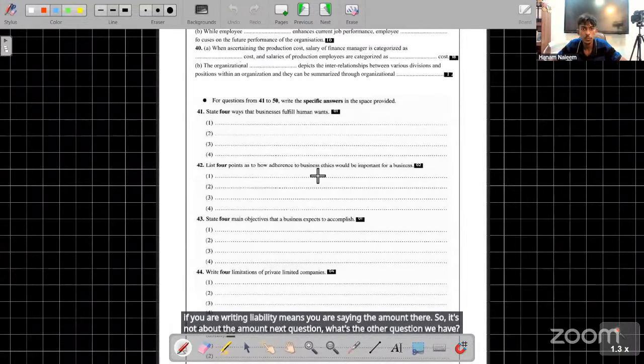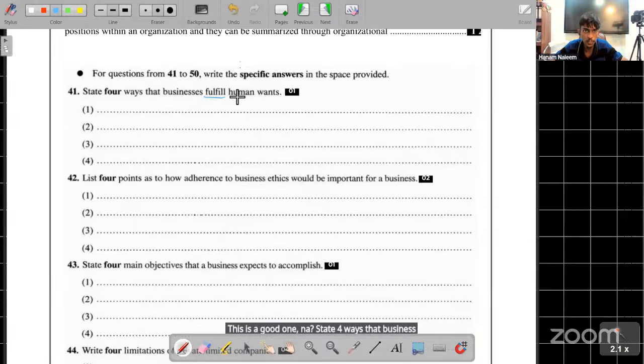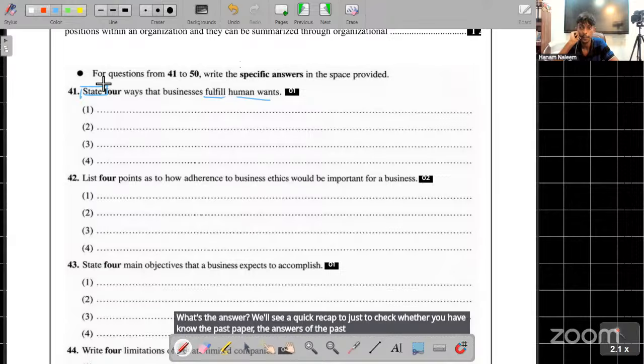Okay, this is a good one. Now, state four ways that a business fulfills human wants. What are the ways a business fulfills human wants? What's the answer? We'll do a quick recap just to check whether you know the answers of the past paper.